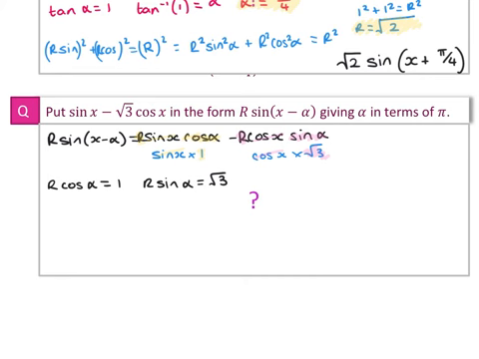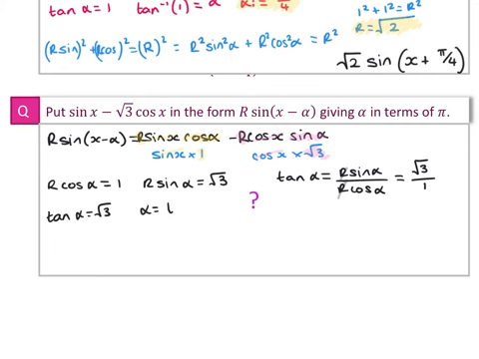So now, what can I do to find alpha? Well, I know if I divide them by each other, I'm going to get tan alpha equals r sine alpha over r cos alpha. So we know that the two r's are going to cancel. And then we obviously know that sine alpha over cos alpha is tan alpha. Okay, so again, I'm going to have root 3 over 1. So tan alpha then equals root 3. So alpha equals tan to the minus 1 of root 3, and we're going to use radians. So in this case then, alpha equals pi over 3. So check, we found our alpha. Now we need to find r.